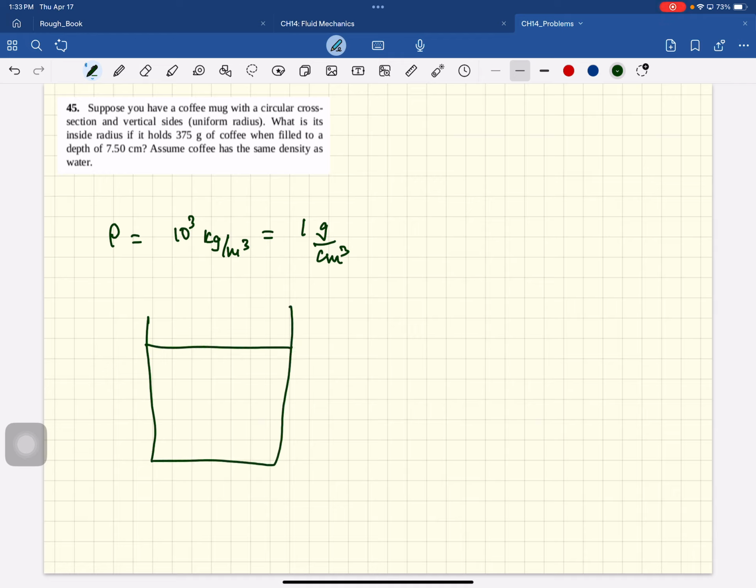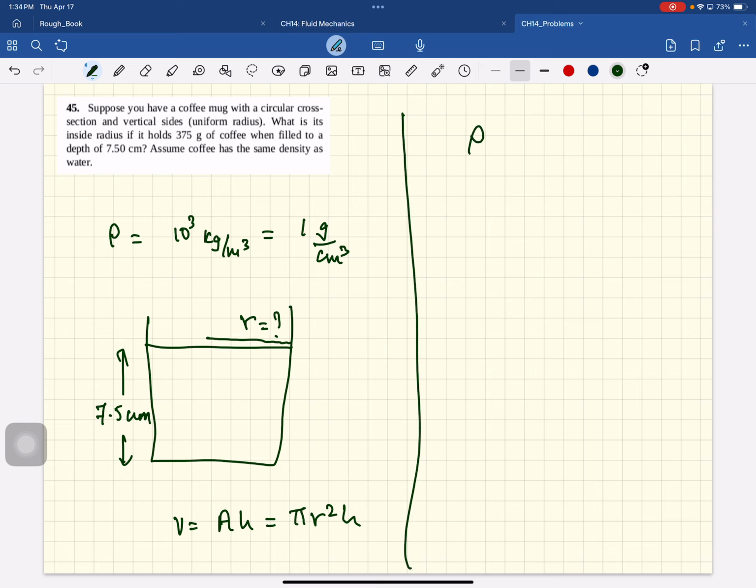So there's the coffee mug, and 7.5 centimeters is 3 inches. What is the radius is what we want to find. So the volume is the area of cross-section times the height. Area of cross-section is pi r square times the height. And density is mass divided by volume.